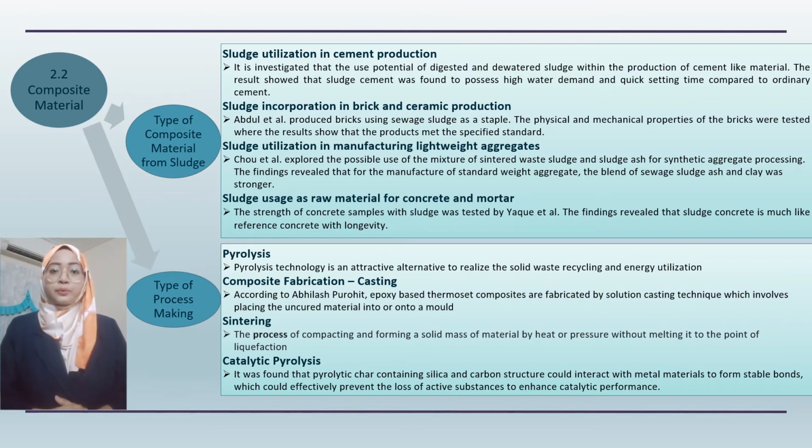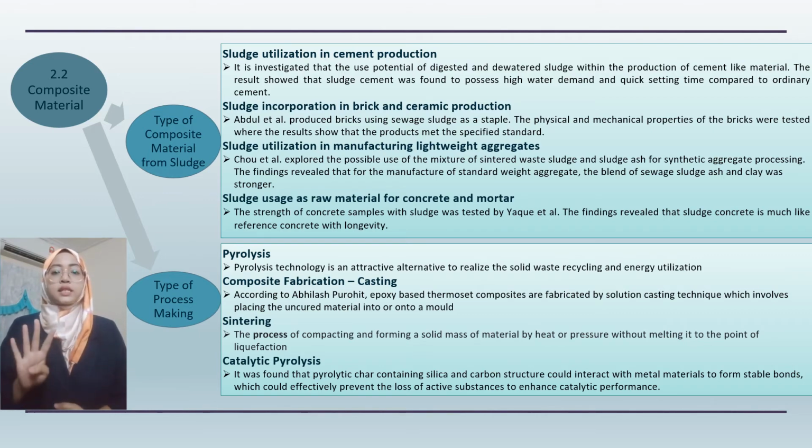Secondly, the sludge incorporation in brick and ceramic production. As researcher Abdul produced bricks using sewage sludge as a staple, the physical and mechanical properties of the bricks were tested, where the results showed that the products met the specified standard. Next is sludge utilization in manufacturing lightweight aggregates. Researcher Cho explored the possible use of a mixture of sintered waste sludge and sludge ash for synthetic aggregate processing. The findings revealed that for the manufacture of standard weight aggregate, the blend of sewage sludge ash and clay was stronger.